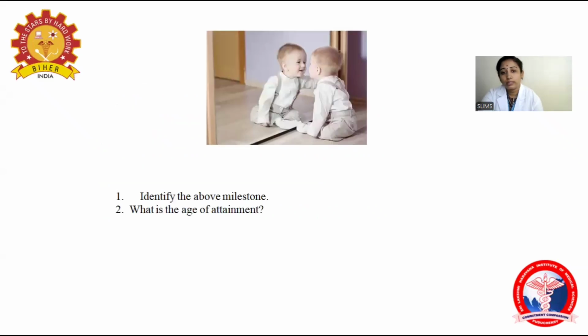So, what is the milestone above and what is the age of attainment? This is an image of a child playing with the mirror. This is known as mirror play. It is seen at 6 months of age.